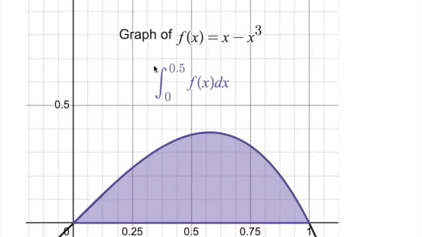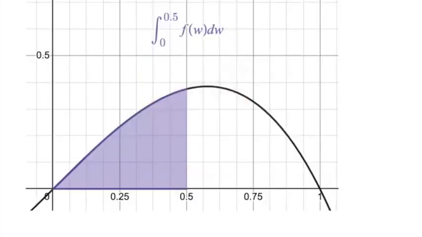So for instance, this shaded area in purple, if this curve is the graph of f of x equals x minus x cubed, then this shaded area in purple down here would be the definite integral. Oh my goodness, there's a major typo. Hold on. This should be from 0 to 1, not from 0 to 0.5, because we're capturing all the area from x equals 0 to x equals 1 between y equals f of x and the x-axis.